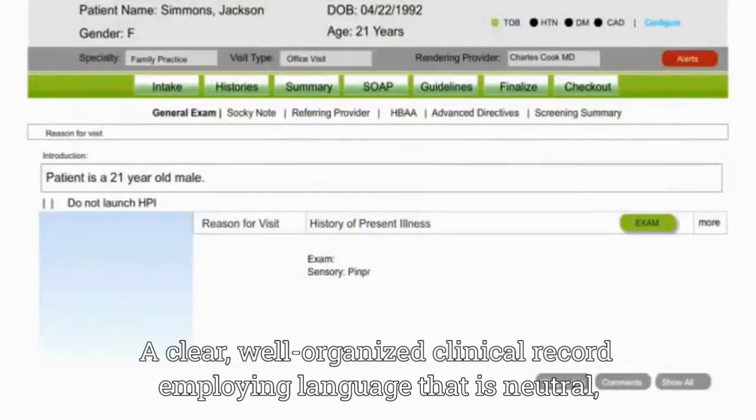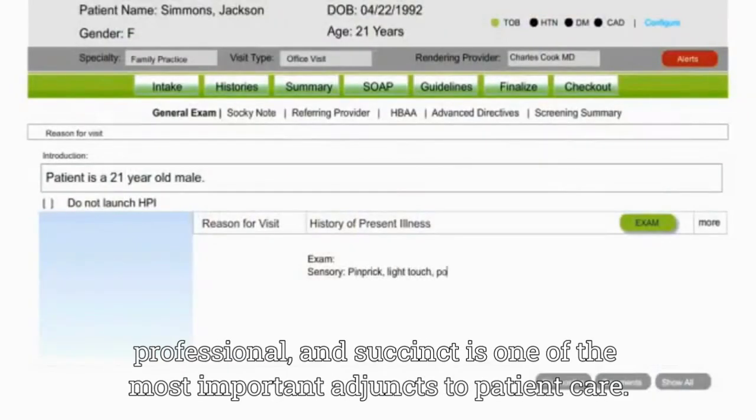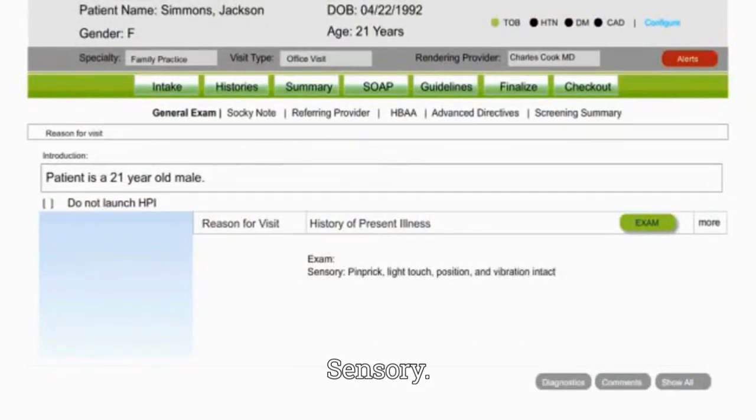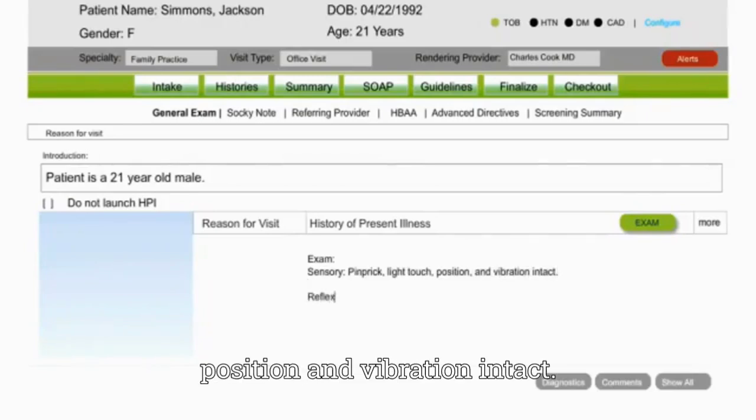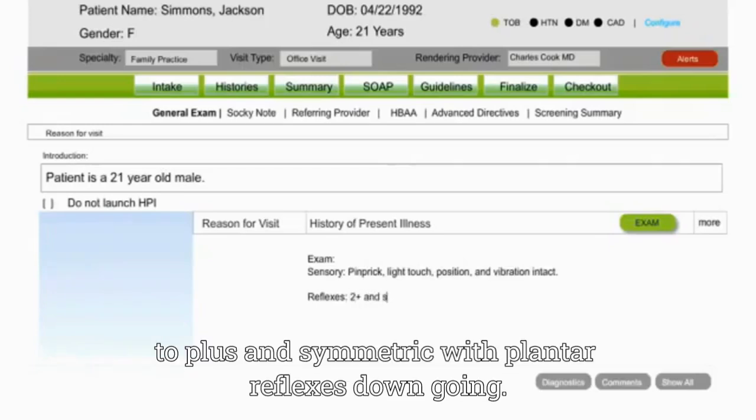A clear, well-organized clinical record, employing language that is neutral, professional, and succinct, is one of the most important adjuncts to patient care. Sensory. Pinprick, light touch, position and vibration intact. Reflexes. 2+ and symmetric with plantar reflexes downgoing.